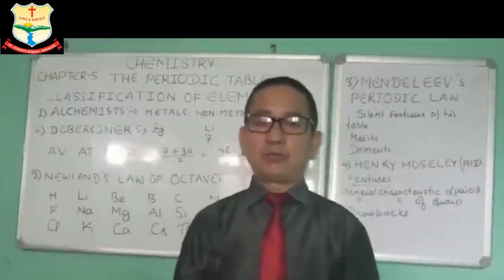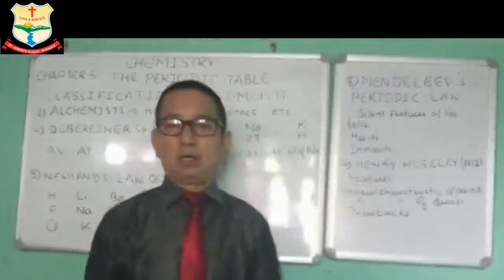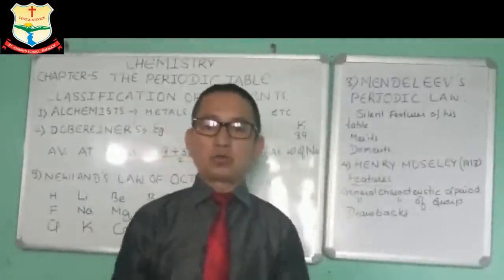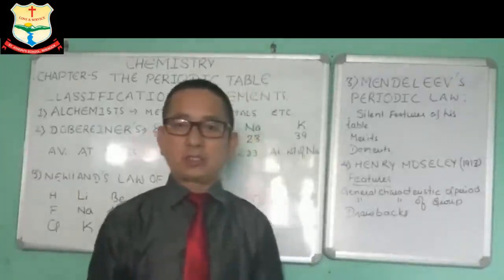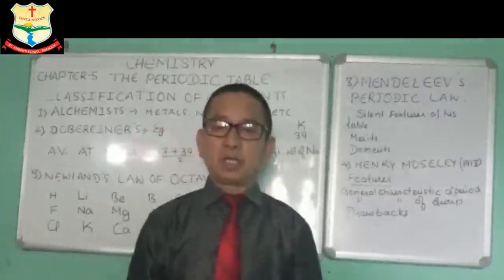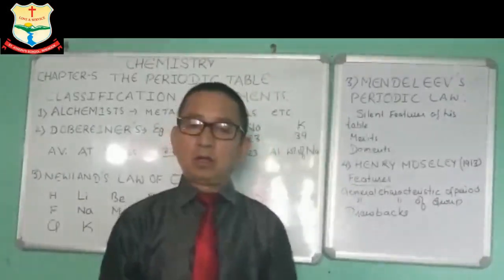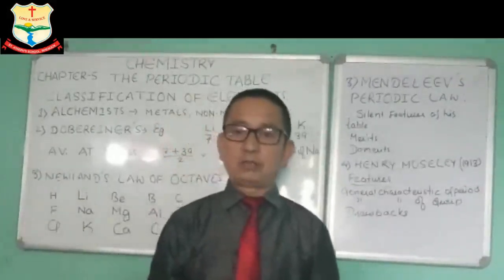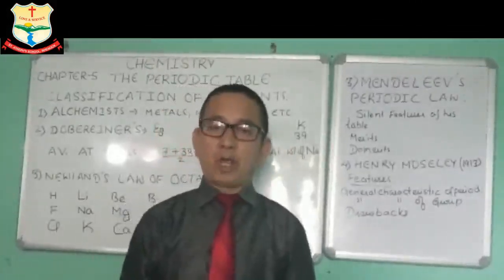Today, I would like to begin with a new chapter in chemistry, that is chapter 5, the periodic table. Before I start this chapter, I would like to take a few examples. Suppose when you go to the medical stores and ask the chemist for medicines, they bring the medicines within a fraction of a second because all the medicines in the medical store are kept in a proper way.